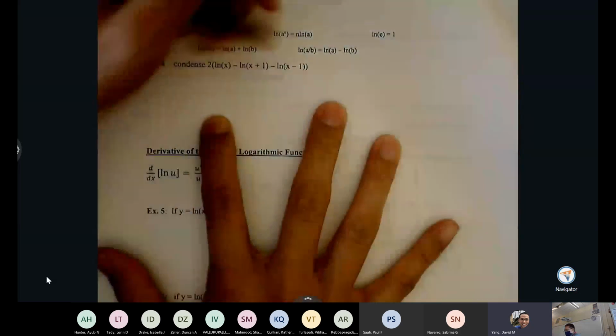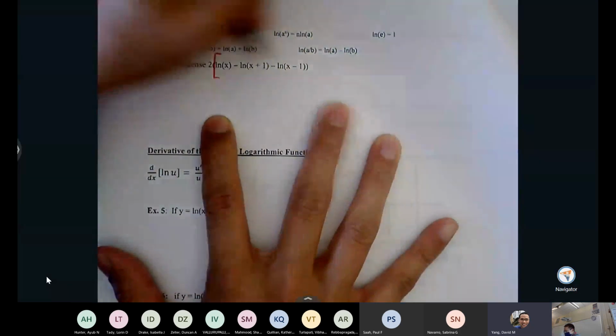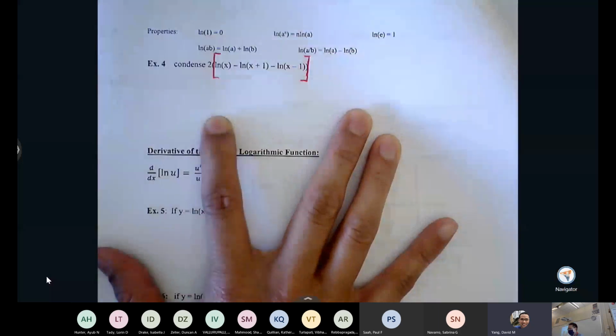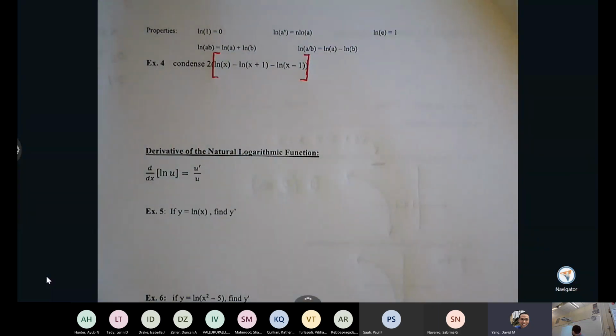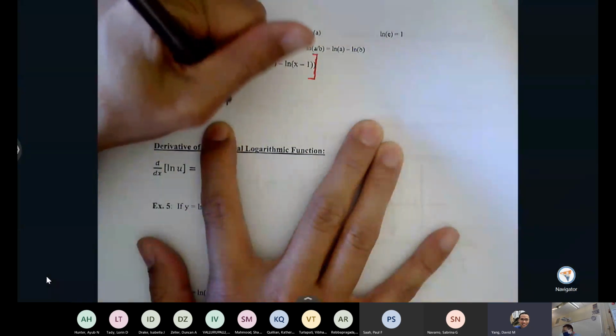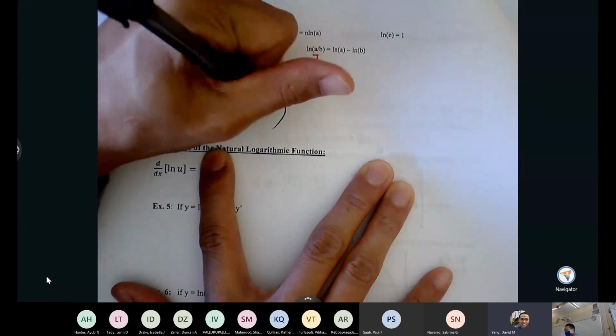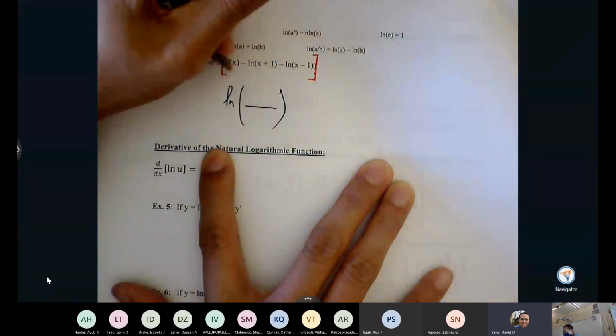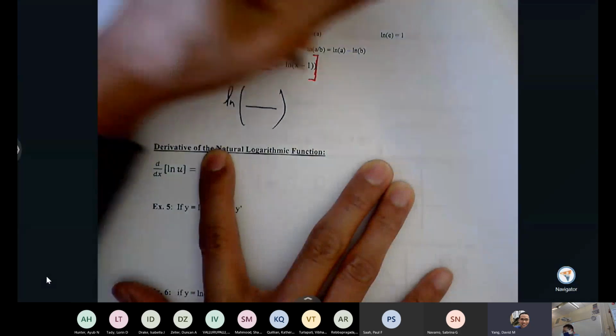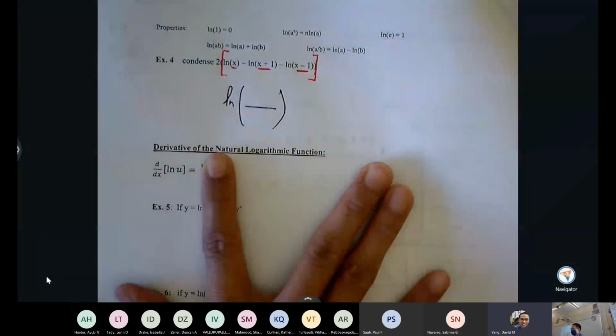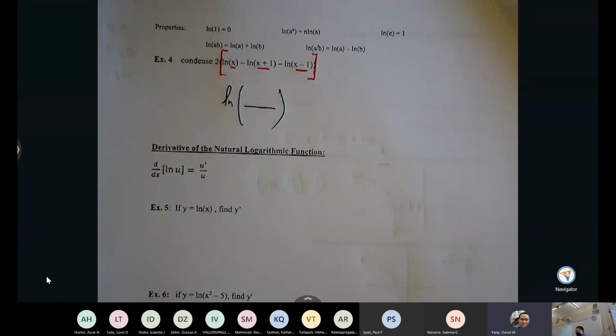Example 4, condense this expression. To help us see things a little bit better, if you guys can put a bracket with the 2 outside of it. The first thing that we want to try to do is get those natural log terms down to one natural log term. So I know it's going to be natural log. I see a bunch of positive and negative, so I know I'm going to have to decide where they go, either above or below. I'm just focused on the x plus 1 and the x minus 1. I just have to make sure I know where to put those.